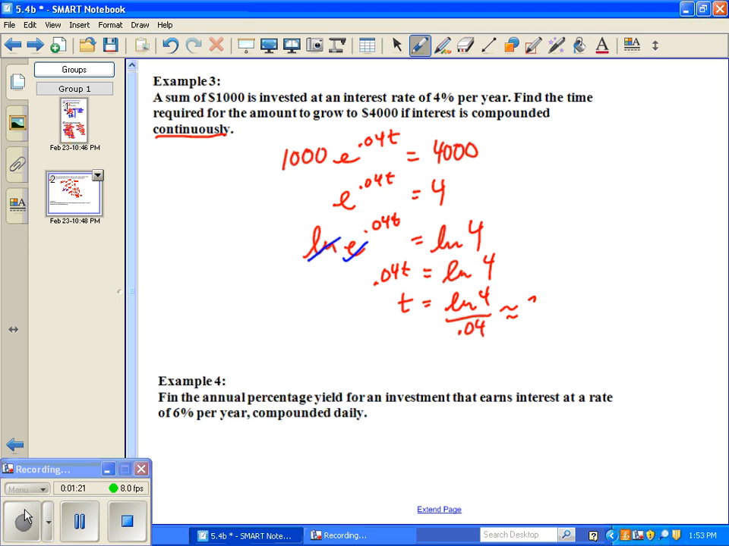So we're going to get 34.66. So roughly that's 34 years and about 8 months.